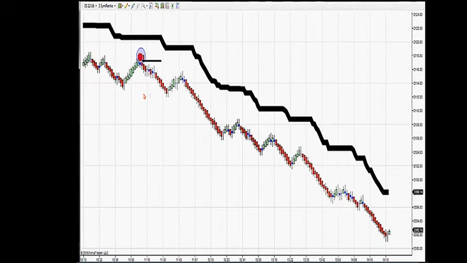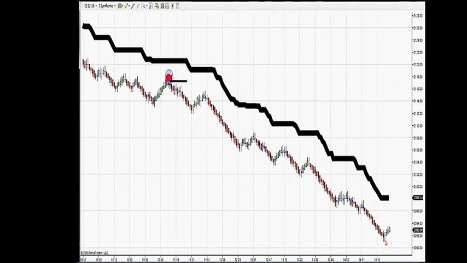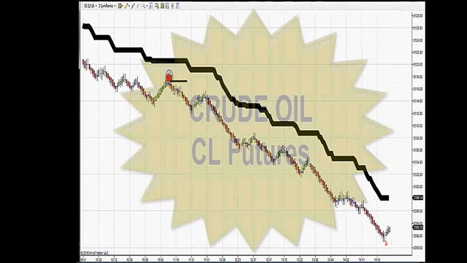I mean, how many traders, ask yourself, have you ever had an S&P trade that went from 2116 all the way down, almost 26 points? It's hard. Not with a system like this, though.